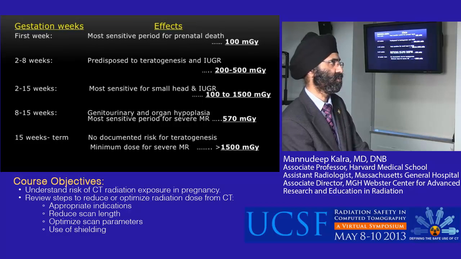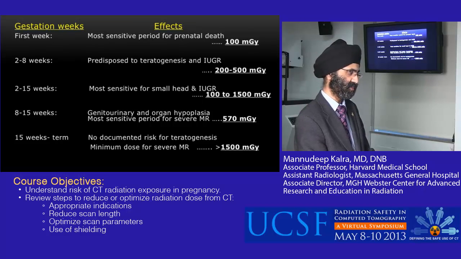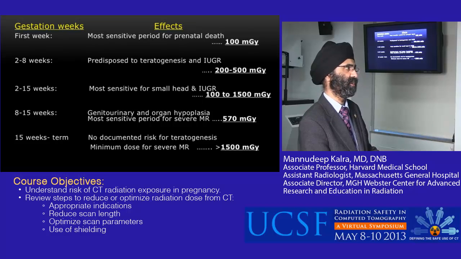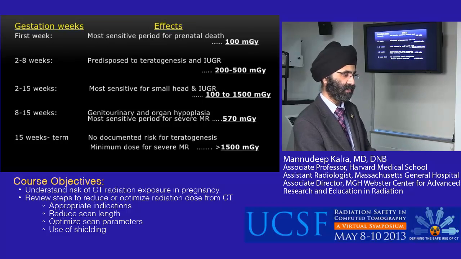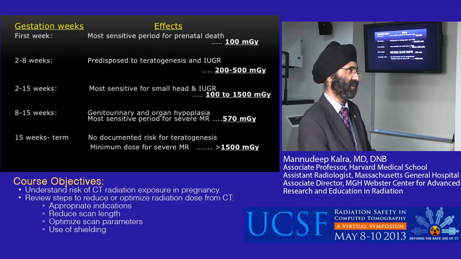So this table actually shows the radiation exposure at different weeks of gestation. In the first week, as we saw in the previous slide, most of the time there is prenatal death, and that prenatal death typically requires about 100 milligray to happen, right? A dose that's less than 100 milligray, and that figure is also somewhat controversial. Some people say it's 200, and some other organizations point it to be 100. Well, at that exposure there will be perinatal death.